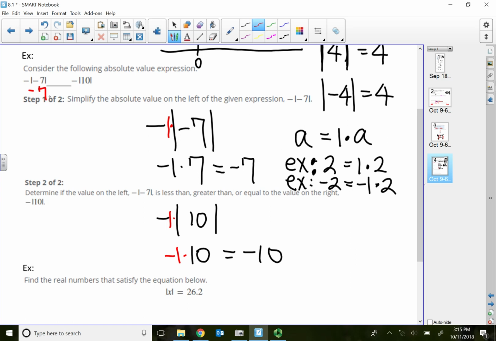Remember now, it's -7 not because the absolute value of -7 is -7. The absolute value of -7 is +7. The answer is negative because there's a -1 times in front of it. The absolute value of 10 is 10. With a -1 times in front of it, that will be -10. So I got -7 and I'm comparing it with -10.